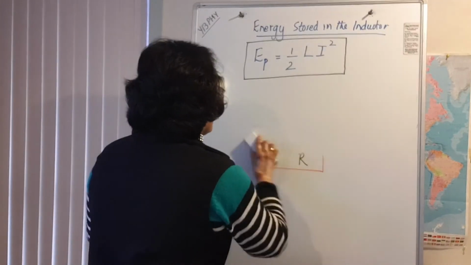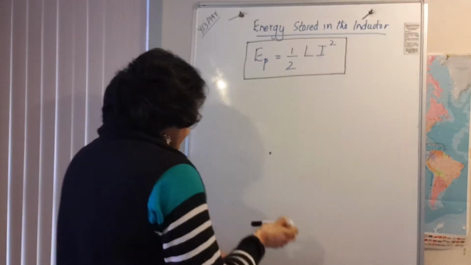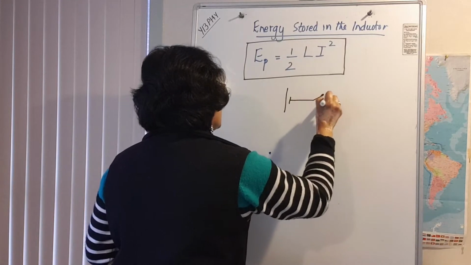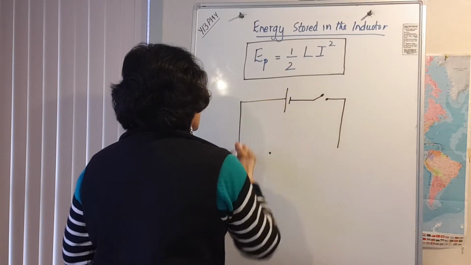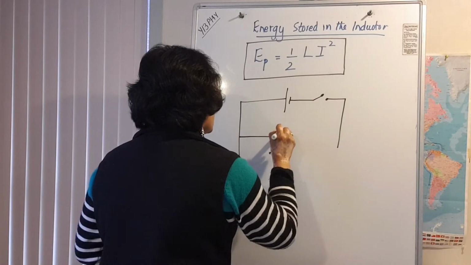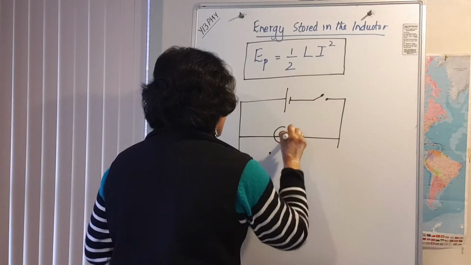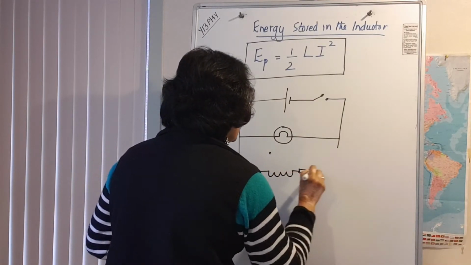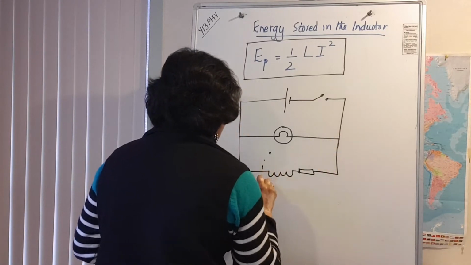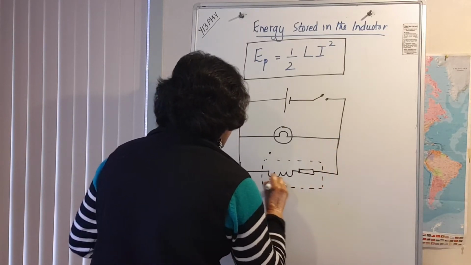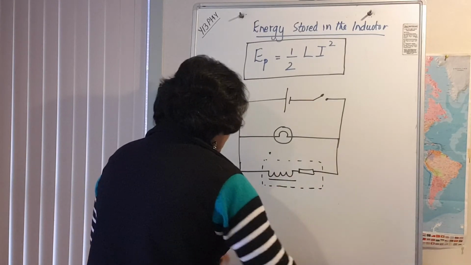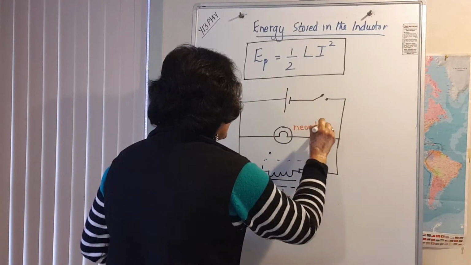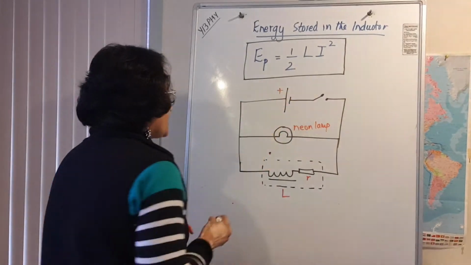Now, if you have a DC circuit, let's say there's a switch, and we have what's called a neon lamp, and you also have an inductor in this circuit. Just draw a little resistor as well if you like. This is your inductor, L, that's your resistor, and this is a neon lamp. And there's your switch, and there's your DC supply.